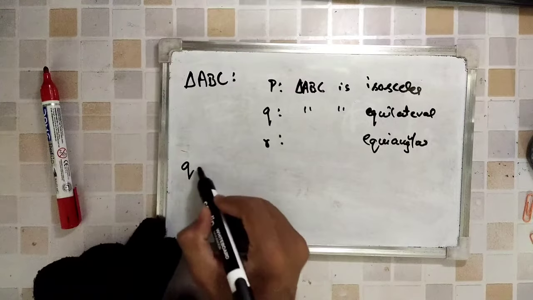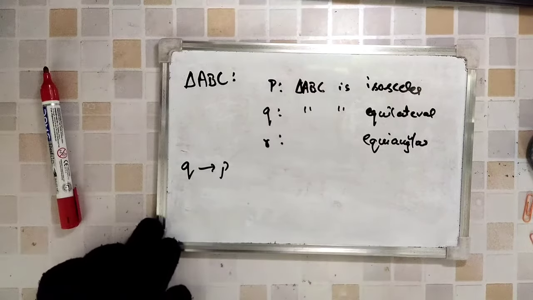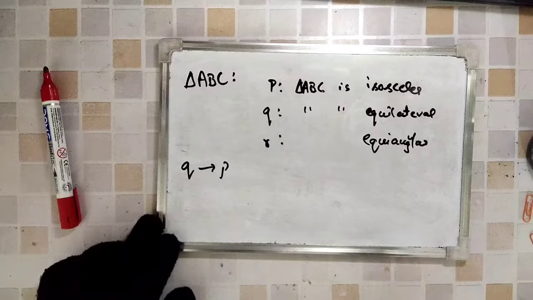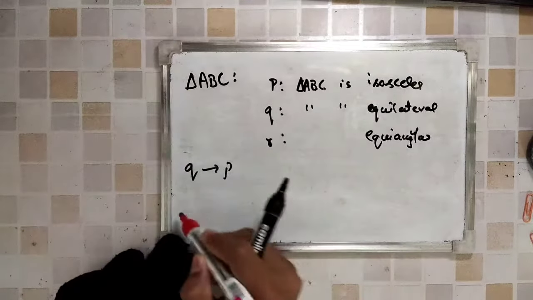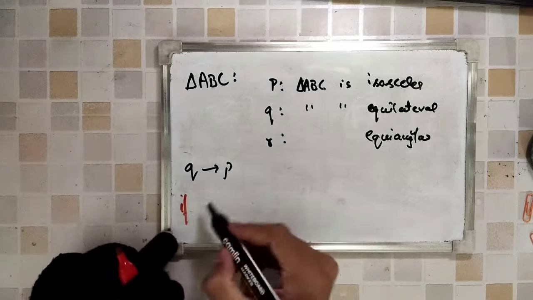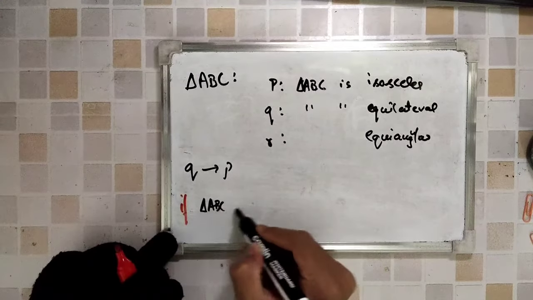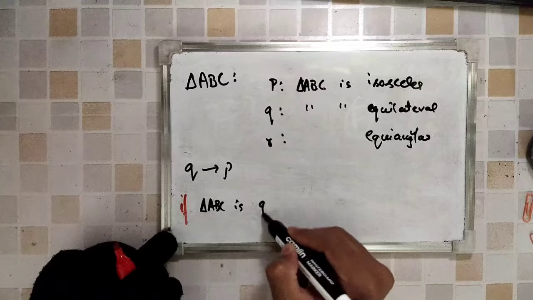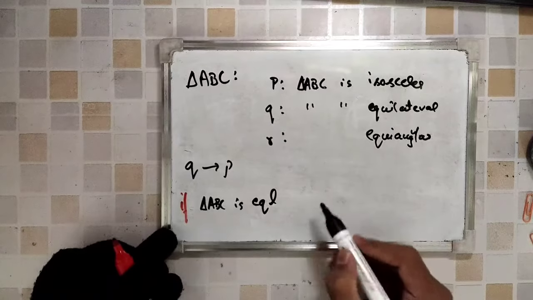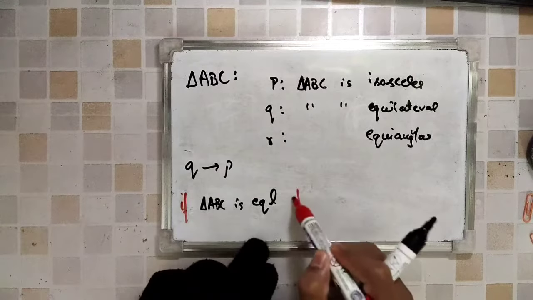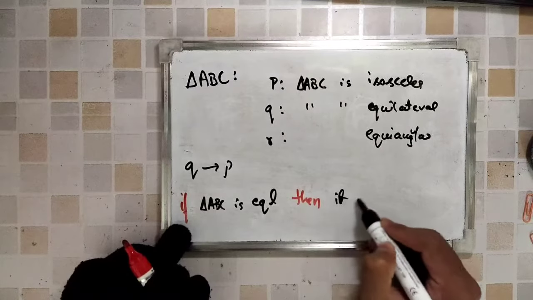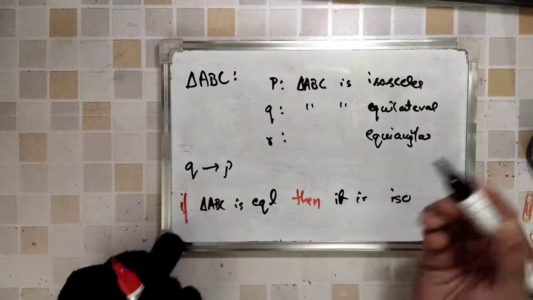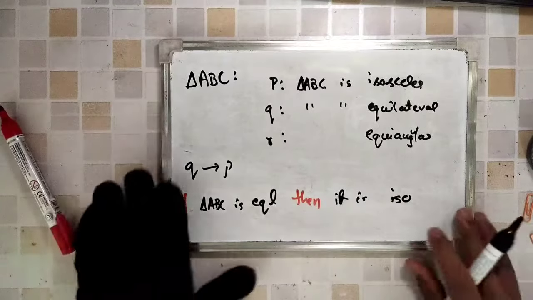So it says Q implies P. Did you get confused again? You shouldn't be. Simple. Let me write it again. If triangle ABC is equilateral, I'll just write EQL, I don't want to write again and again. Then it is isosceles. I hope you understood this.